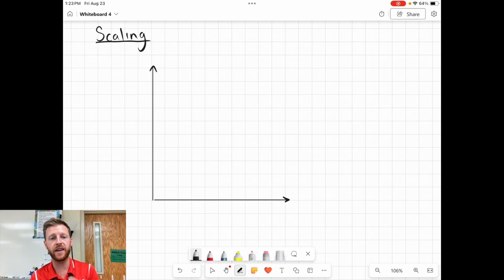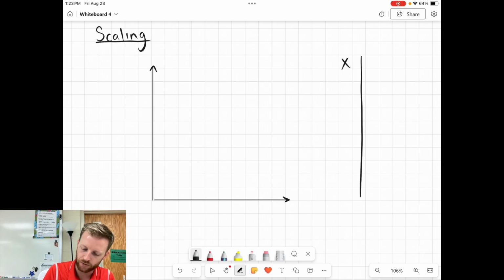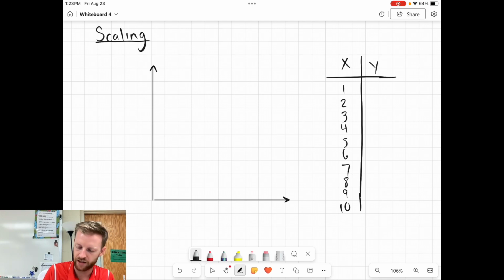And so if I have some data, let's just say we're gonna make up some x and y data here. So on the x, we're gonna have 1, 2, 3, 4, 5, 6, 7, 8, 9, 10. Pretty straightforward data there. But in the y, instead of that, we're going to have some different data. It's gonna look slightly different here.